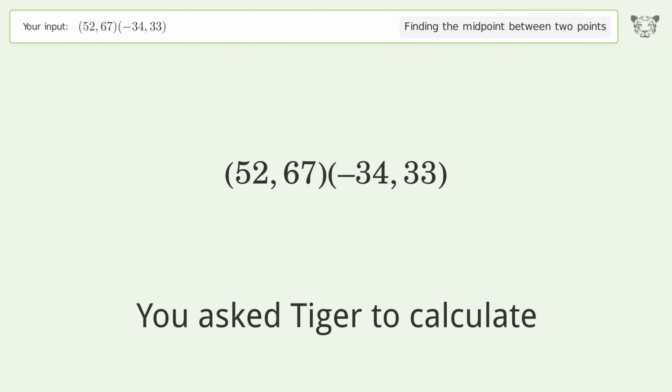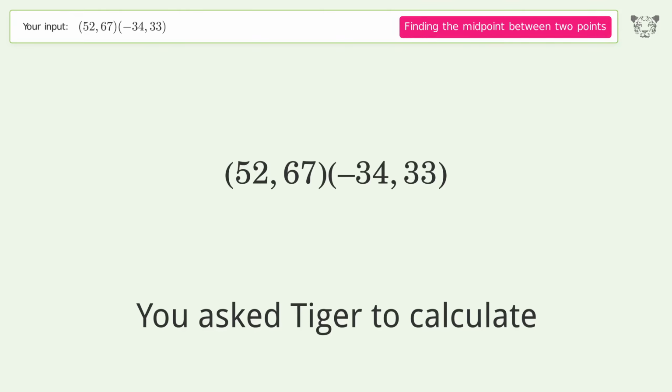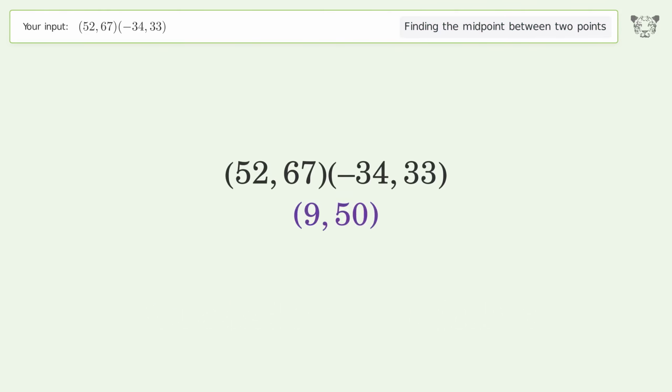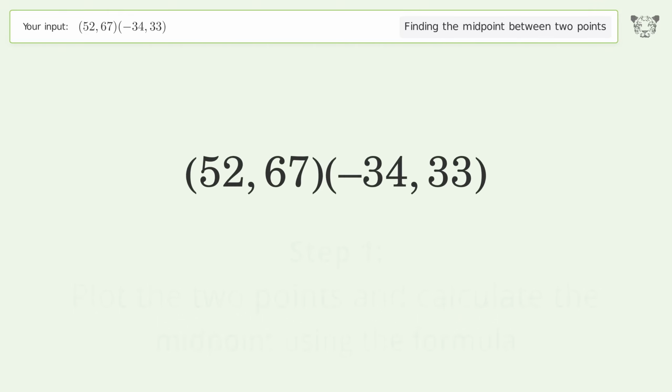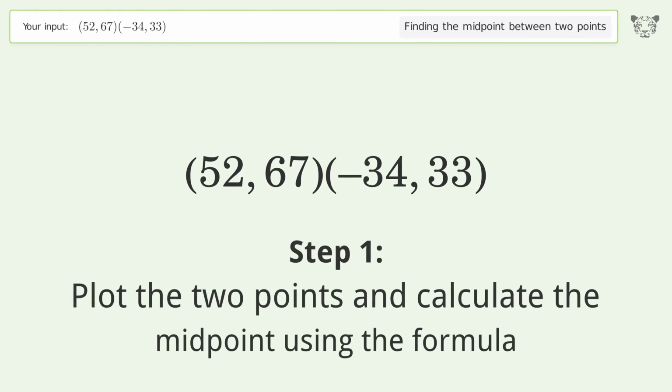You ask Tiger to calculate. This deals with finding the midpoint between 2 points. The midpoint between the 2 points is 9,50. Let's solve it step by step. Plot the 2 points and calculate the midpoint using the formula.